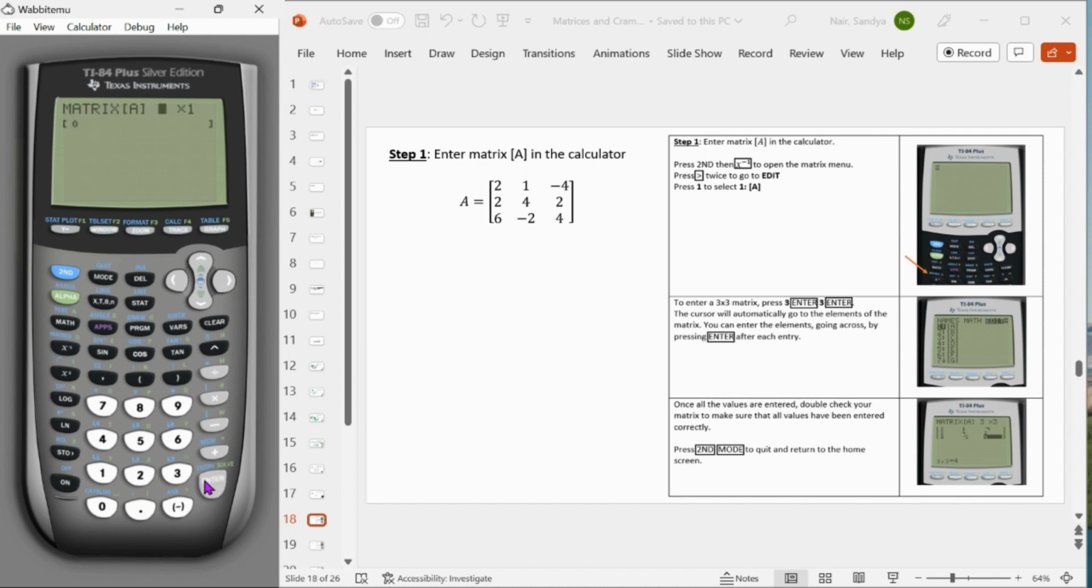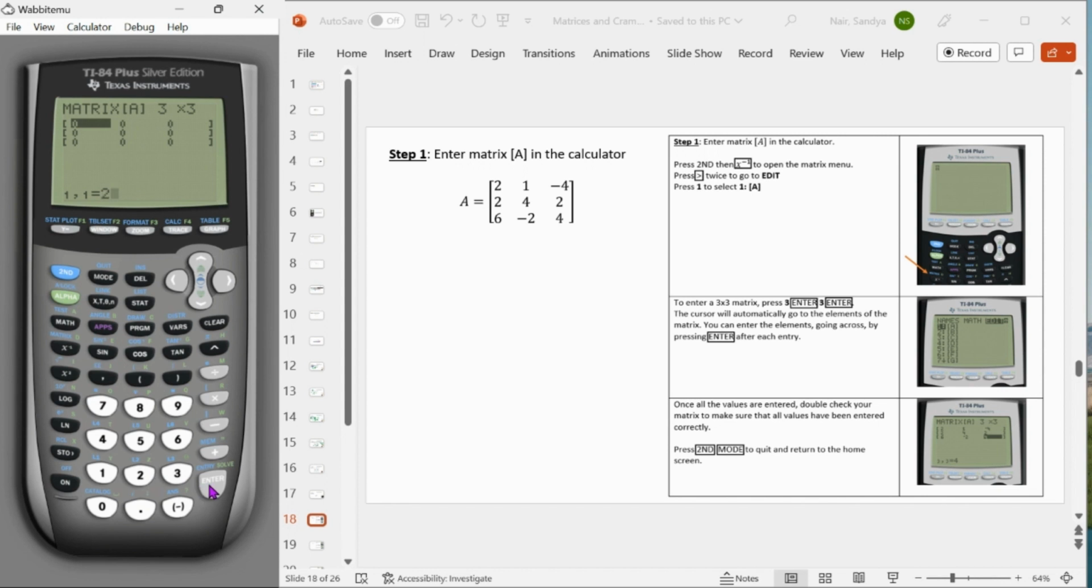I'm going to choose matrix A, and I need to first tell the calculator the dimensions of A. Remember that A is a 3 by 3 matrix, so I'm going to do 3, enter, and then 3, and then enter again. Now I just go ahead and enter the elements of A. I'm going to type each one in and then push enter after typing it in. It's automatically going to advance across the rows, so we're going across rows as we type in these values.